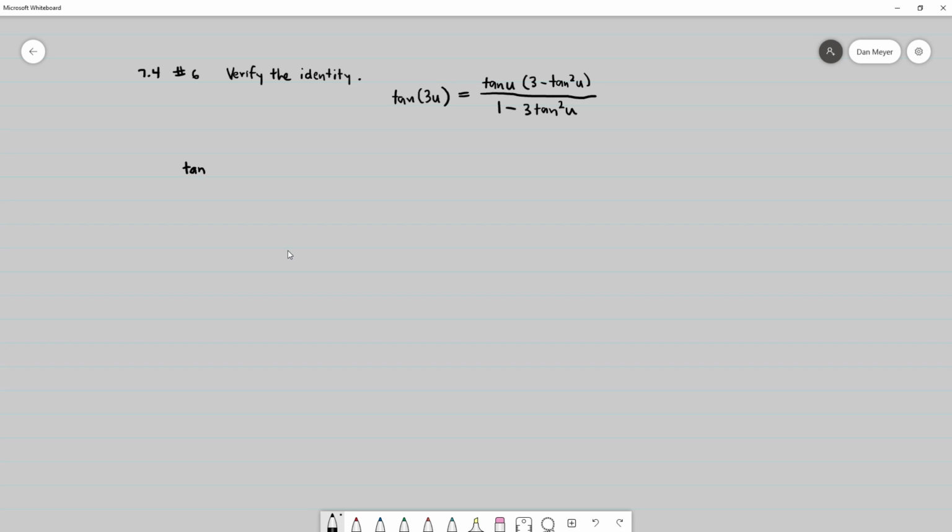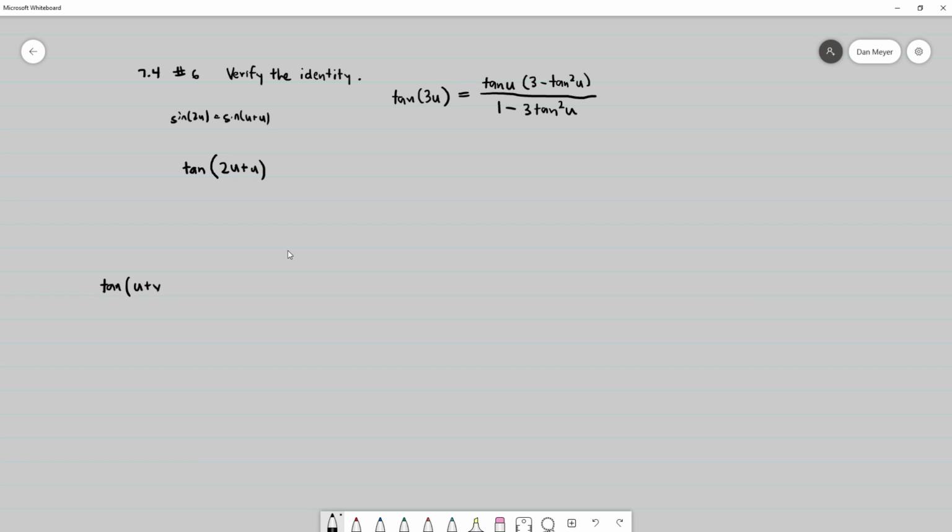using a similar trick. When we proved our double angle formulas in class, we wrote sine of 2u as sine of u plus u. So we're going to write 3u as 2u plus u. That's the trick here. And we have an angle addition formula for tangent. Let's write that down real quick.